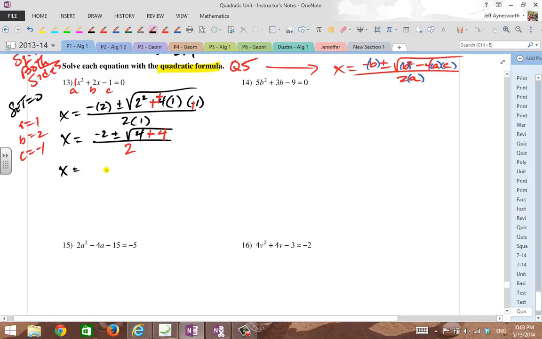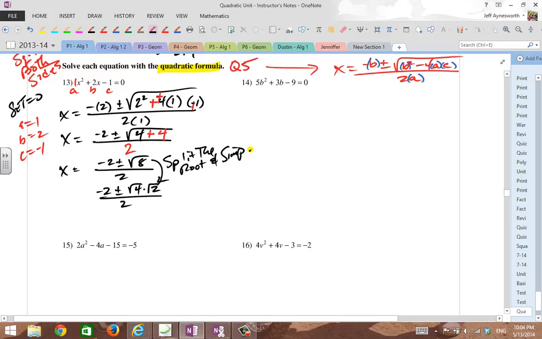So we get x is equal to negative 2 plus or minus root 8, all divided by 2. You're not done yet. Root 8 can be simplified. You got to split the root. So negative 2 plus or minus root 4 times root 2, all divided by 2. You have to split the root and simplify. Well, we know root 4 right here. Well, that's just 2, isn't it? So we get negative 2 plus or minus 2 root 2, all divided by 2.